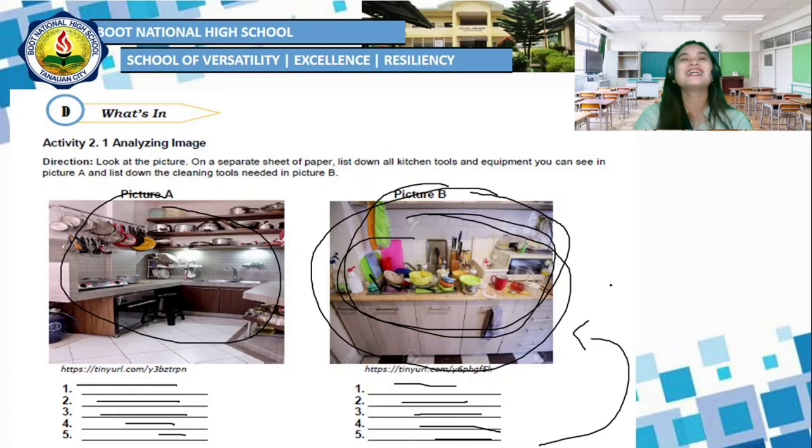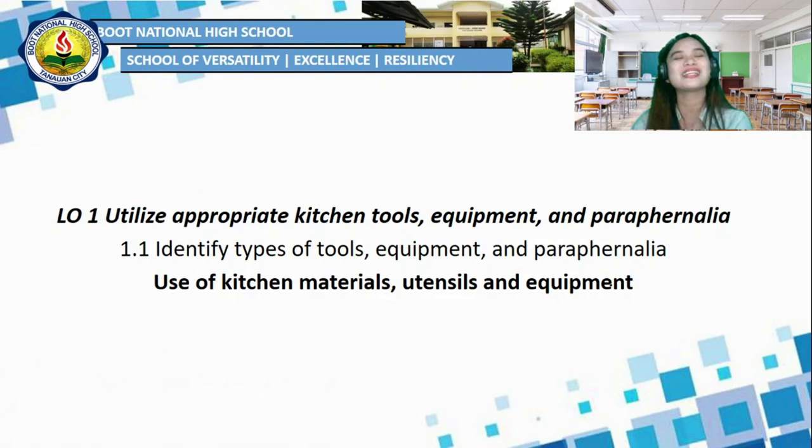Time is up, class. You can go back to that one later. You can review your answers. Now class, let's go on with learning objective 1, which is to utilize appropriate kitchen tools, equipment, and paraphernalia. Identify the types of tools, equipment, and paraphernalia, and the use of kitchen tools, utensils, and equipment.